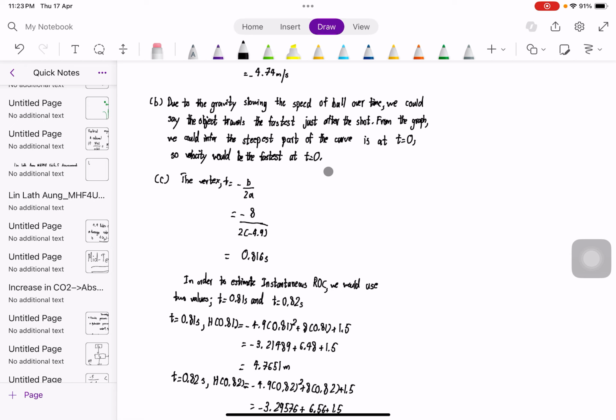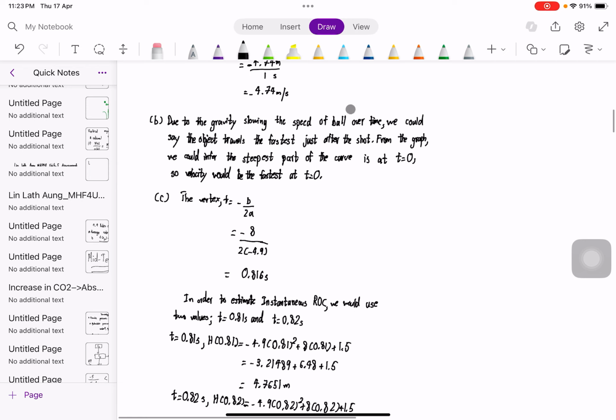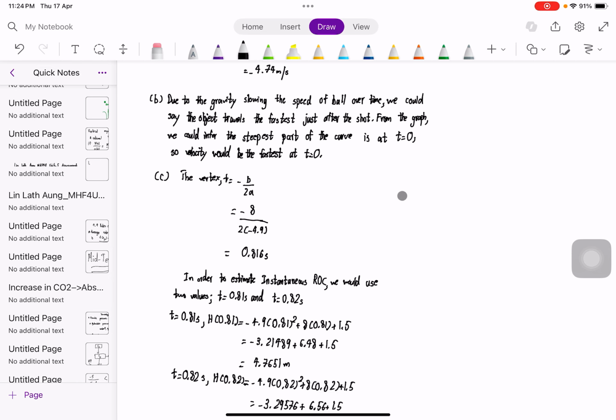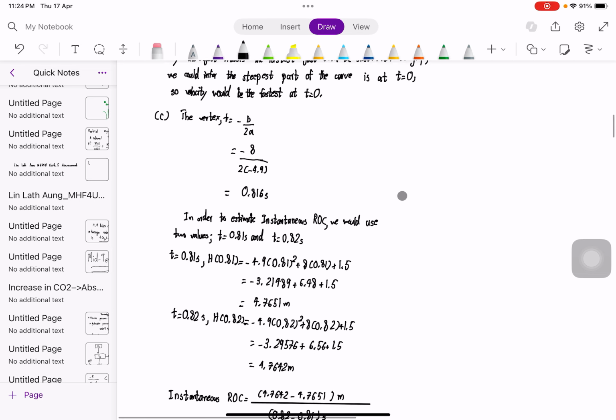Number B: due to gravity slowing the speed of the ball over time, you could say the object traveled fastest just after the shot, before reaching the uppermost point. As the height progresses, the speed decreases due to gravity pulling the ball downwards. So we can infer the steepest part of the curve is around t equals 0. The velocity would naturally be the fastest at t equals 0.